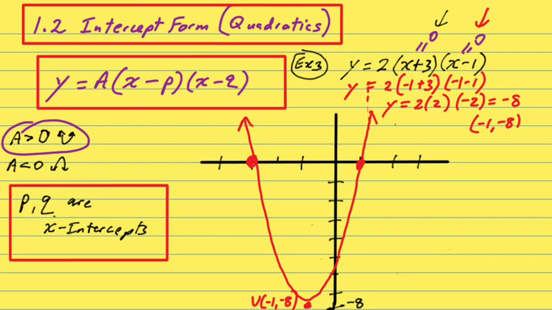It's called the intercept form because you can kind of tell what the x-intercepts are simply from what makes each of these factors equal 0.